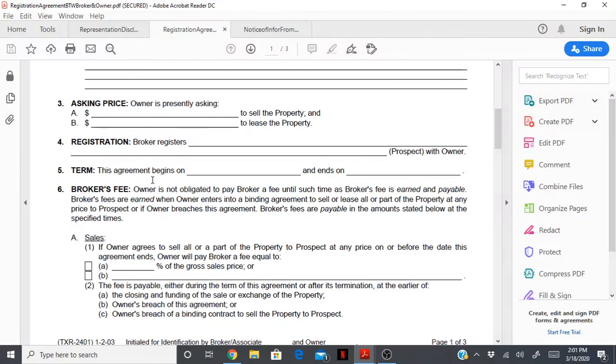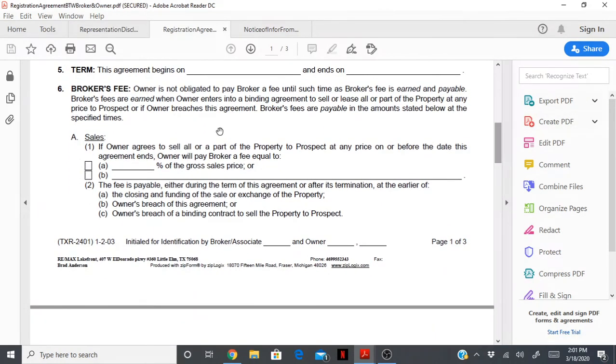Term: this agreement begins whenever that conversation starts getting serious. I would suggest whenever the offer is made and accepted. Okay? It ends whenever the closing date is. Broker's fee: owner is not obligated to pay broker a fee until such time as broker's fee is earned and payable. Broker's fees are earned when owner enters into a binding agreement to sell or lease all or part of the property at any price to prospect, or if owner breaches this agreement.